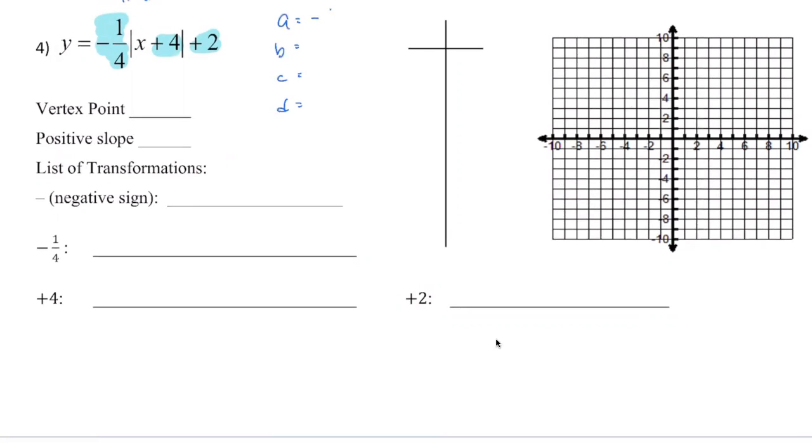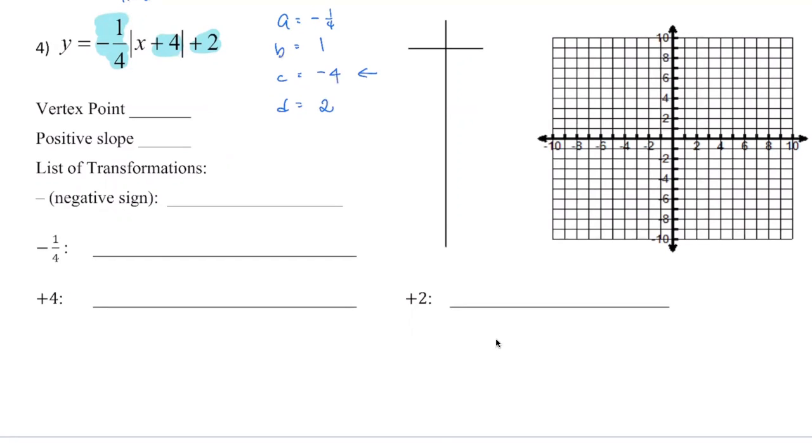So we'll say, hey, the A value is very straightforward. It's -1/4. The B value, since we don't see anything in front of X, is 1. The C value is -4. That's why it shows X plus 4, because by default, it's X minus C. So the reason why you're seeing X plus 4 is because the C value is -4. That means you are moving to the left by 4 units. And then the D value is 2. That means it's moving up by 2 units.